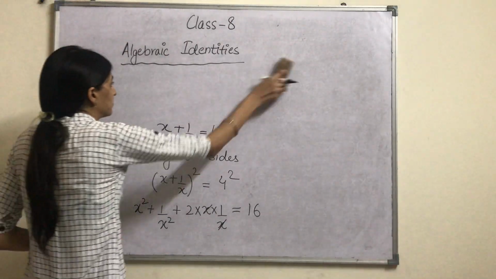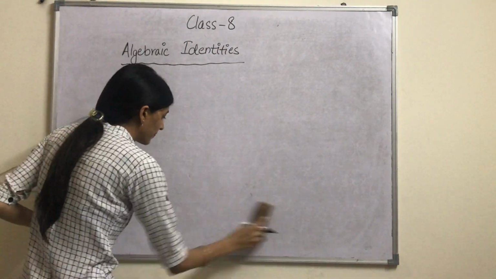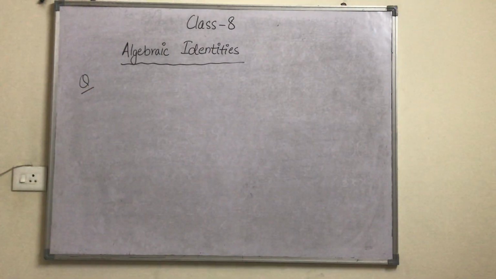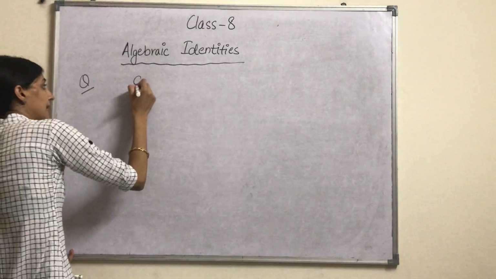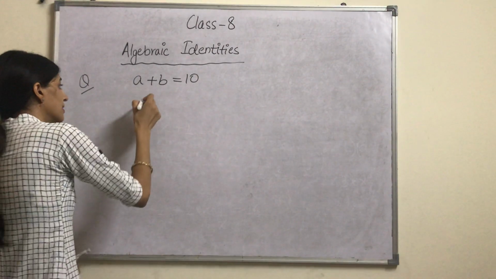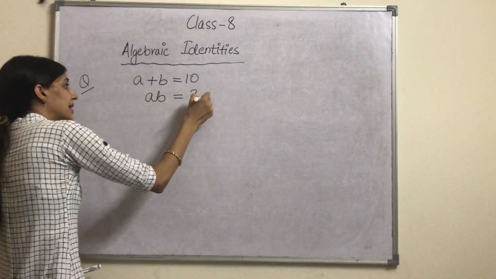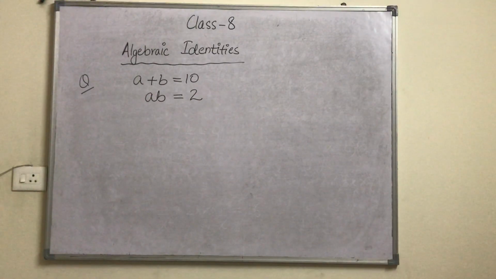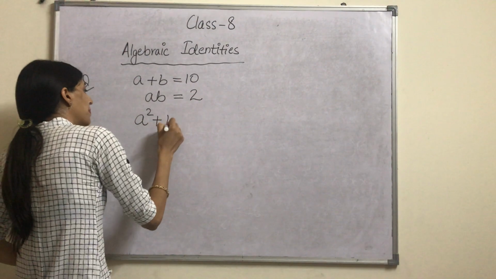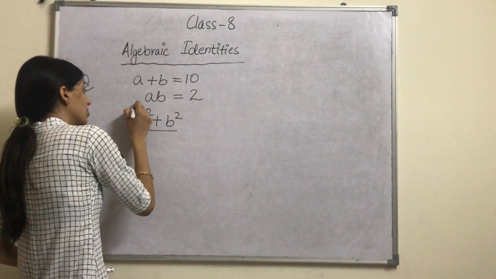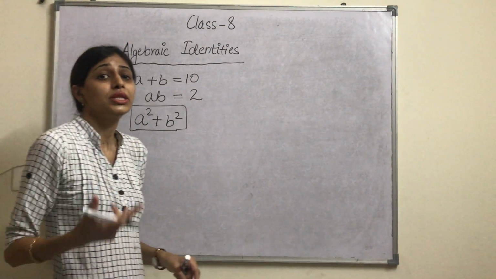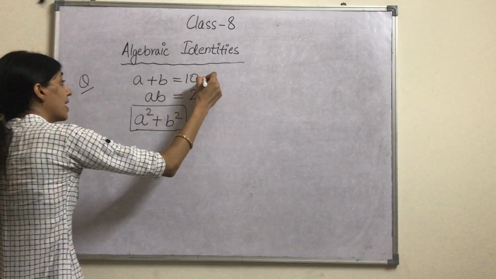Now one more question we are going to solve and the question is: a plus b is 10 and ab is 2. What you have to find out? You have to find out a square plus b square. This you have to find out. Now what we have to do? We have to square both sides. So square this number.